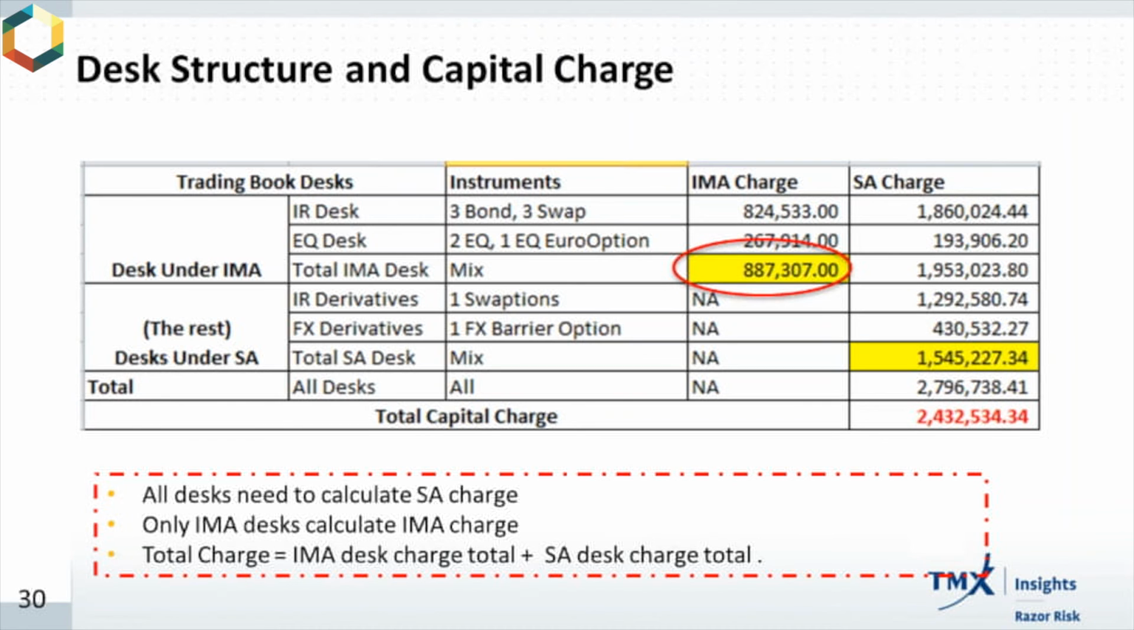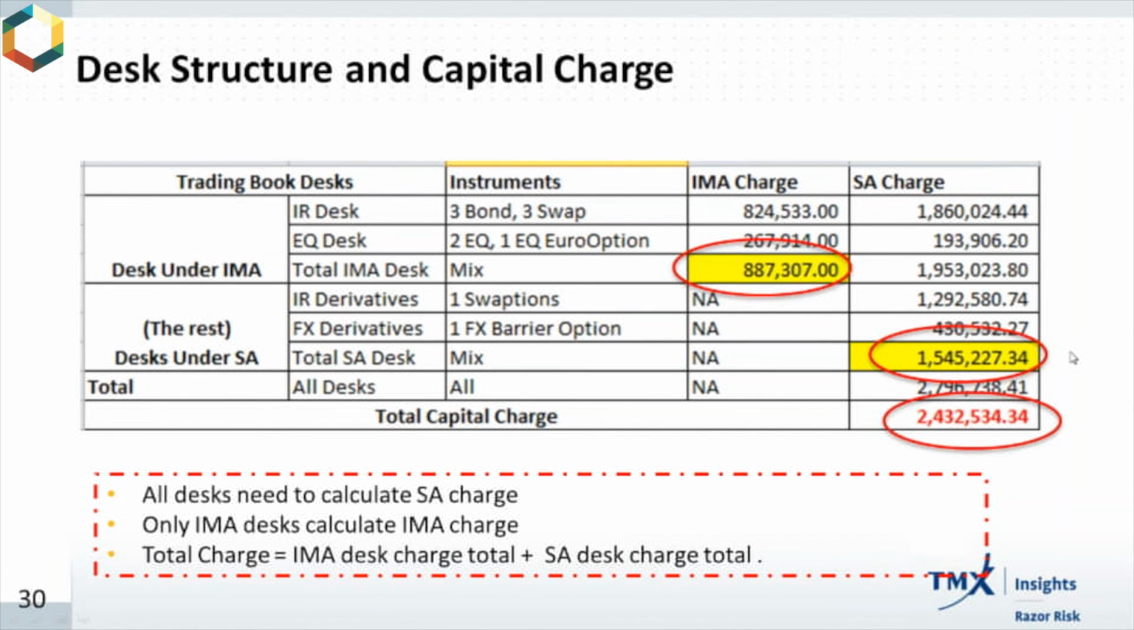Moreover, you can see that a diversification effect exists in the IMA desk, since the total charge for IMA is less than the sum of its components. So we can see that there is a diversification effect. The same thing happens for the SA desk. It also has some diversification effect over here, so this number is also less than the sum of the above two components.